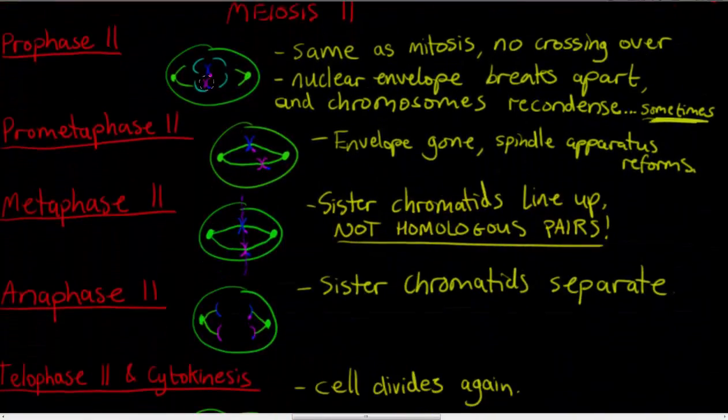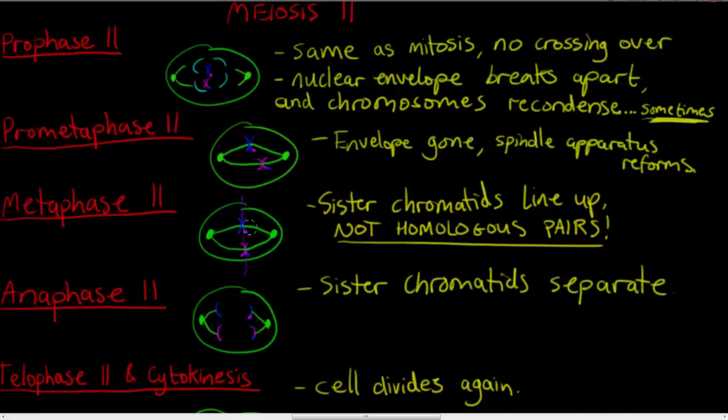We have prophase 2, where it's pretty much the same as mitosis. If the nuclear envelope reformed and the chromosomes decondensed, then the chromosomes come back together, they recondense, and the nuclear envelope begins to break apart again, and then the spindle apparatus begins to form again. The microtubules are constructed towards the centromeres of the chromosomes. Then we go on to prometaphase 2. It's pretty much the same. This is simple, just the envelope's gone and the microtubules have attached, the spindle apparatus is completely formed.